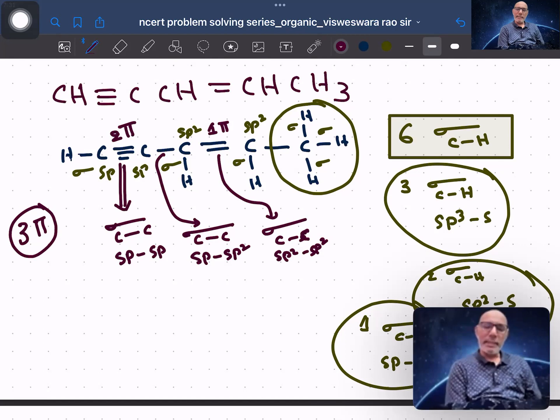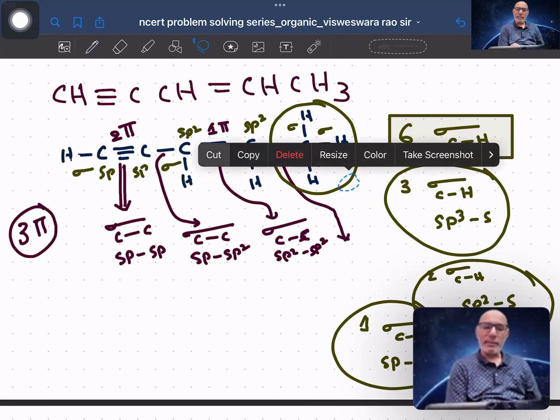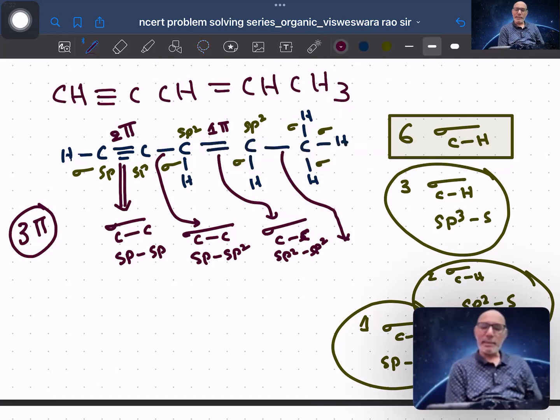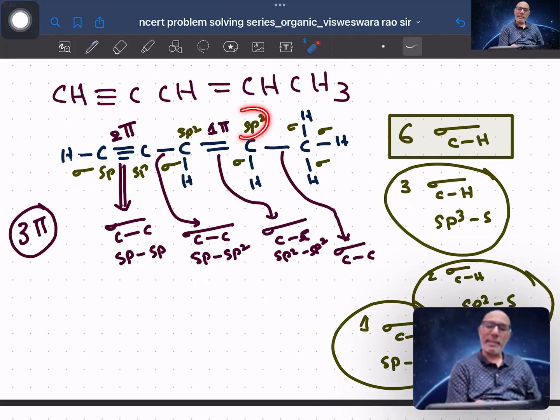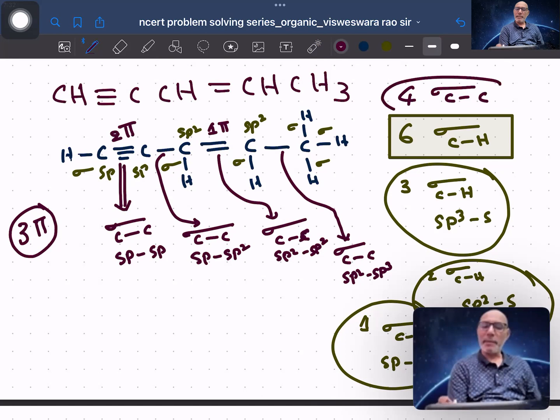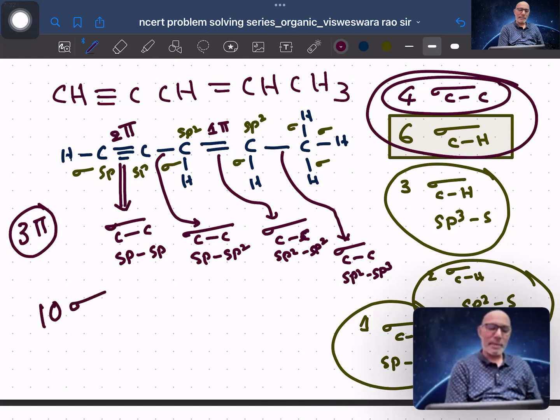So anyway, I finished that. And what about this one here? I just cut this one for clarity, I'm simplifying that. That is also a carbon-carbon sigma bond. If anybody asks what hybrid orbitals are involved in the formation of this carbon-carbon sigma bond, you can say sp2 and sp3 hybrid orbitals. In total, 4 carbon-carbon sigma bonds are there. So 4 carbon-carbon sigma bonds and 6 carbon-hydrogen sigma bonds, so the total number of sigma bonds is nothing but 10.